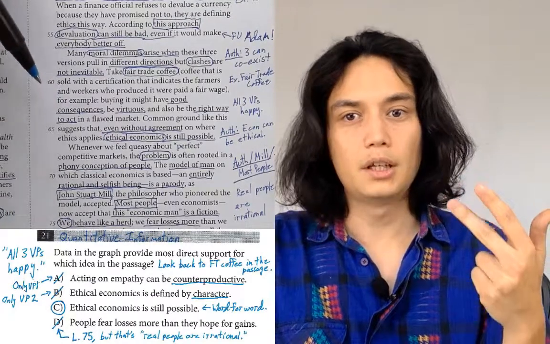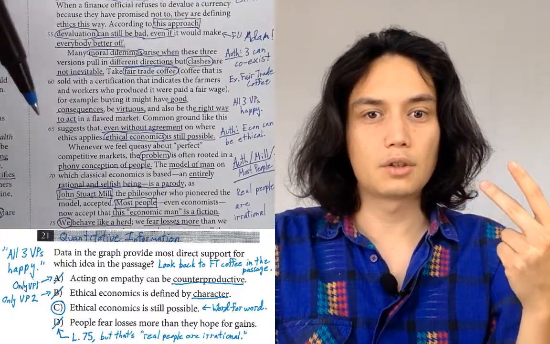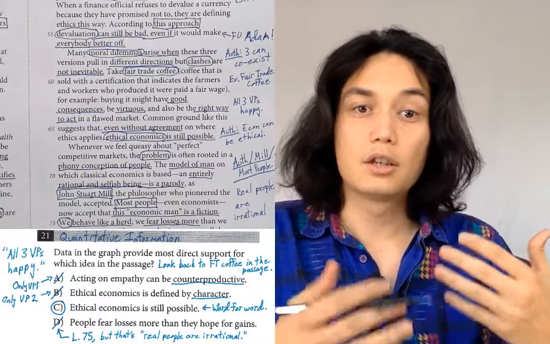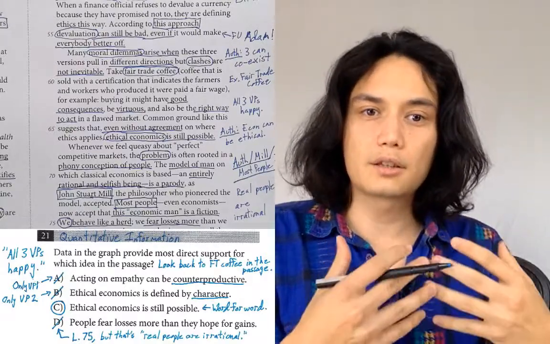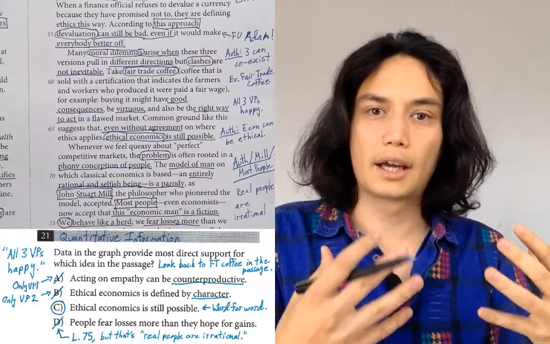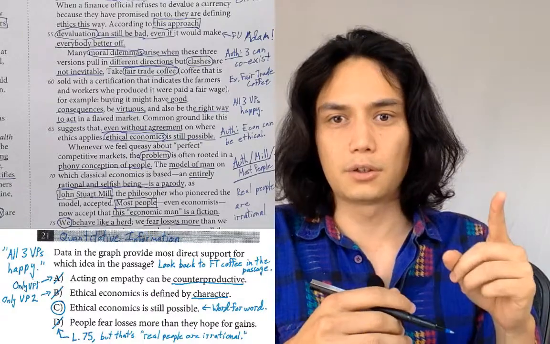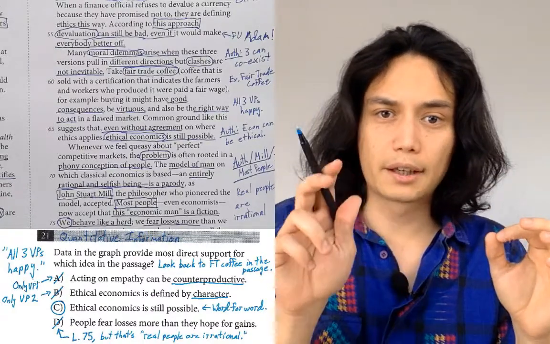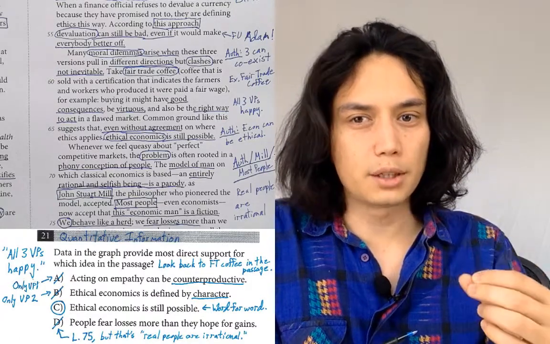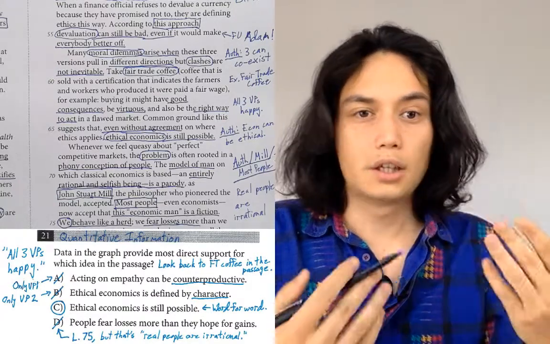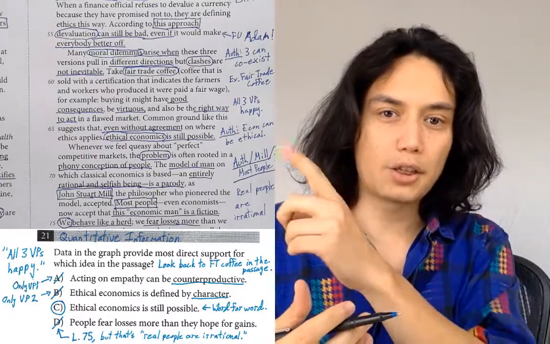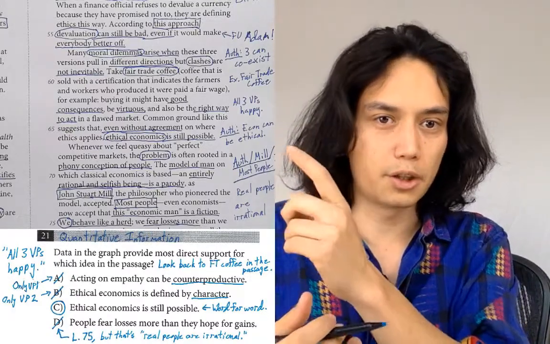Here the example of fair trade coffee is to sort of demonstrate that the three ways that he's introduced us of looking at ethics don't always have to clash. In fact, there are things in the real world that make all of them happy, where all three accounts say, yeah, great, that is ethical. Common ground like this, the author continues, suggests that even without agreement on where ethics applies, here Aristotle and Smith, they don't agree with each other on where ethics applies, ethical economics is still possible.